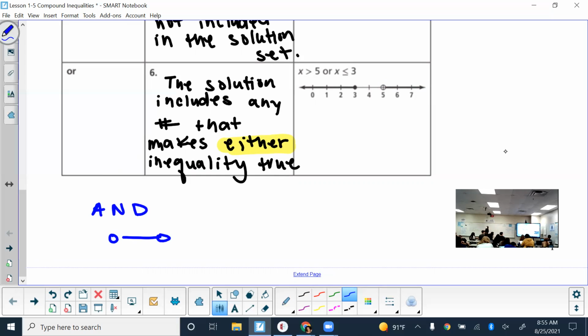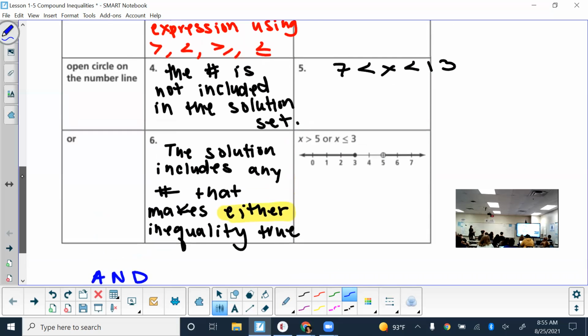Yes. Can it be 5? Can it be 3? All right, so just understanding that it just has to make one of these true, not both. Questions there? All right, let's go back to the other vocab.